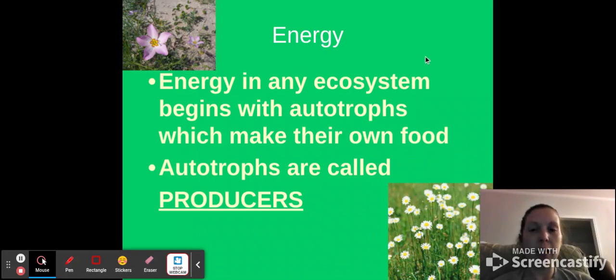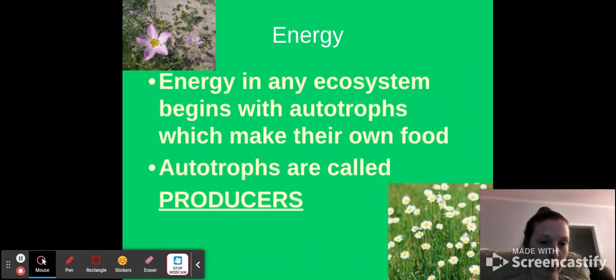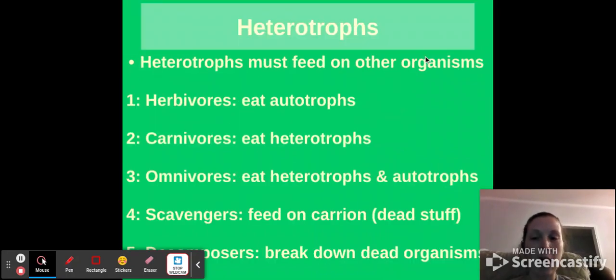So energy in any ecosystem, we start with our autotrophs, which make their own food because they don't have to rely on anything else to eat. So these are known as our producers. And then we go to our heterotrophs, and we know that heterotrophs have to feed on other organisms.